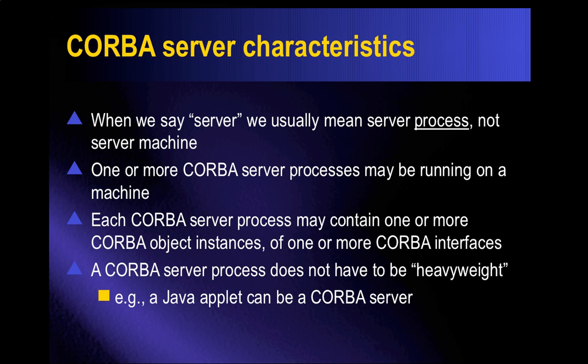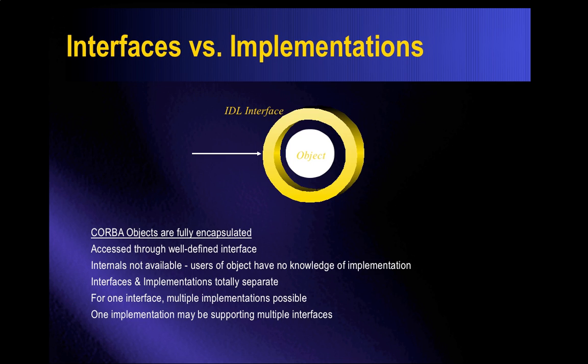A server process does not have to be heavyweight. Java applets can be CORBA servers. It can actually be as small as an applet. Interfaces and implementations, same concept exists. The IDL interface is supposed to be sort of a wrapper around the object. Looks like Saturn, this little ring around the object. But it's not really a ring. It's supposed to actually be enclosing the entire object. It's the interface to the object, and hides the object.